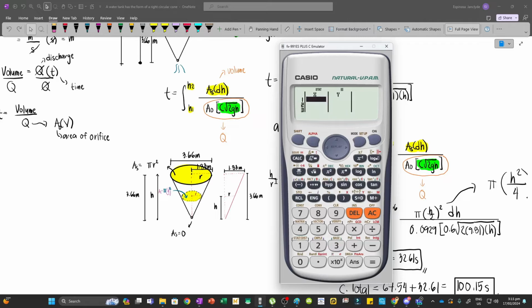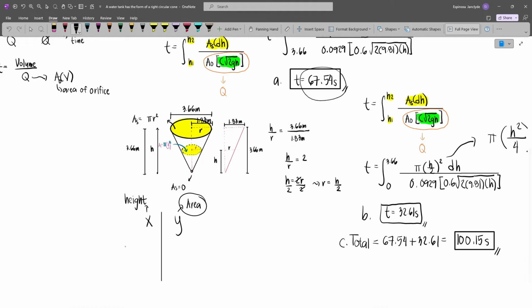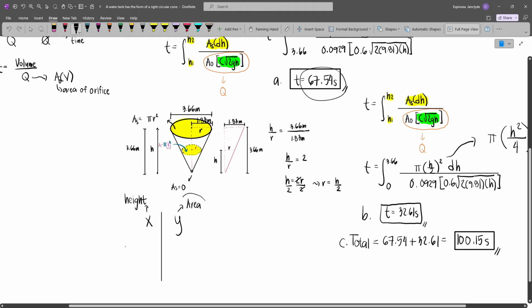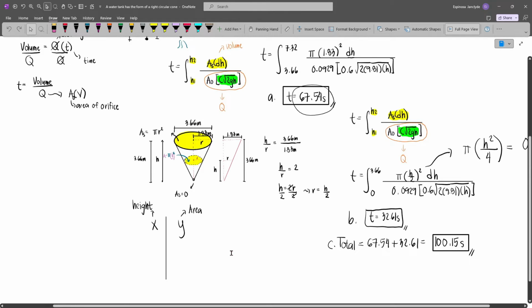So press 3. And then in the x values, we'll input the height. I'll just write here, we have x and y. Here, we will input the height, and then for y, we'll input the area. Because this is our independent variable, because our area changes with the height. Or simply, our area is dependent on the height.